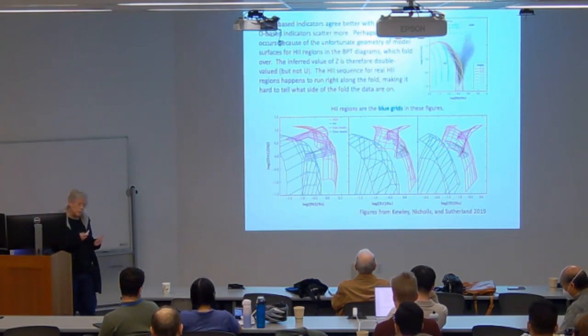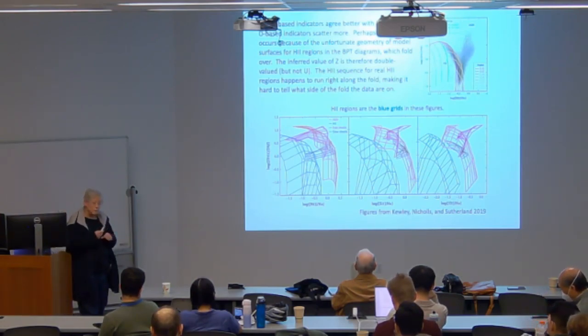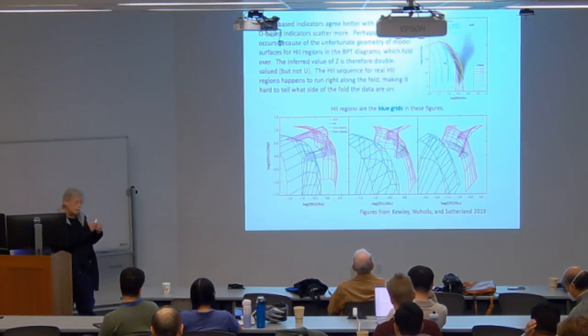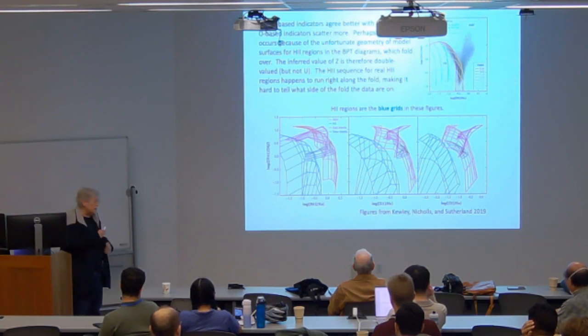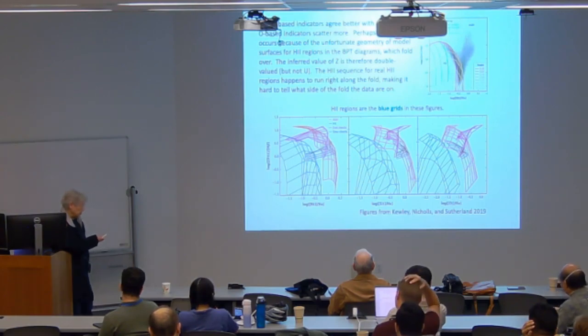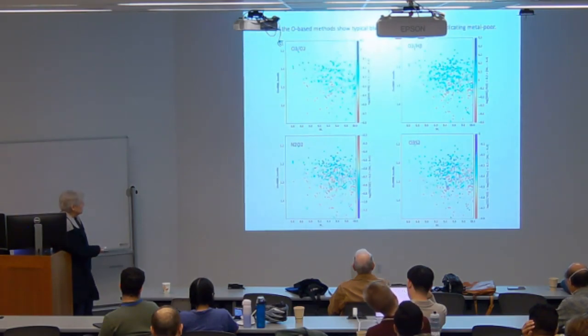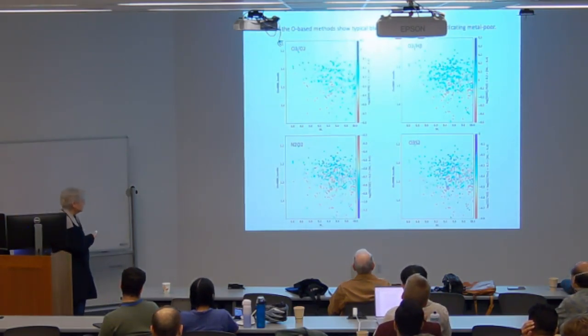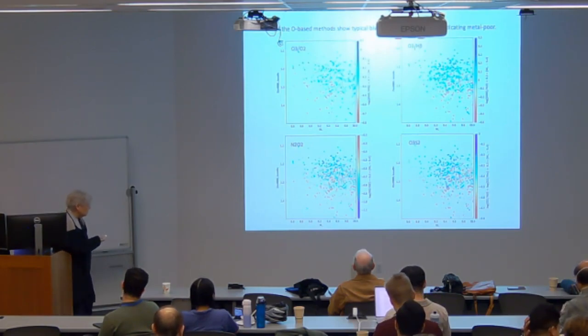overestimate the ionization parameter, you underestimate the metallicity. And that's exactly the correlation that causes the scatter in the fundamental metallicity relationship. So there might be some physical explanation for that scatter in these diagrams. Okay, so this is my last slide, or second last slide.